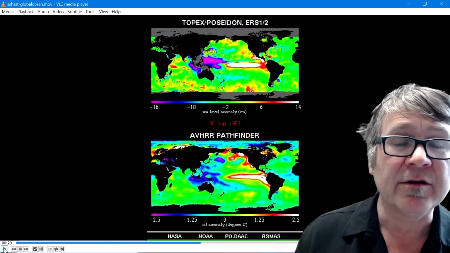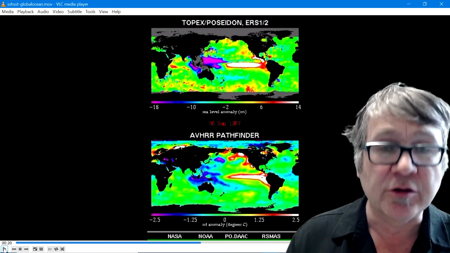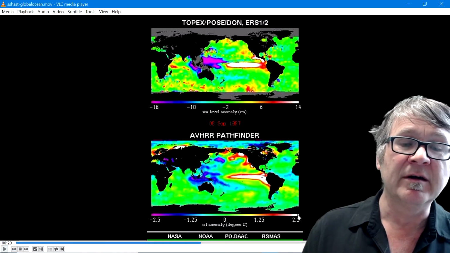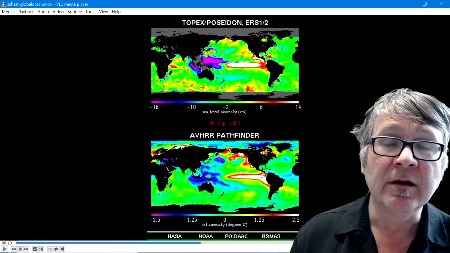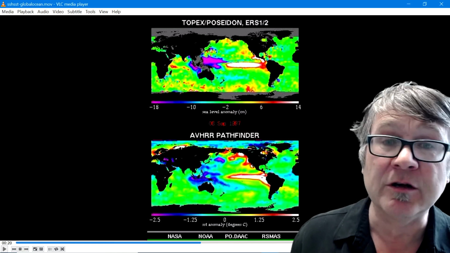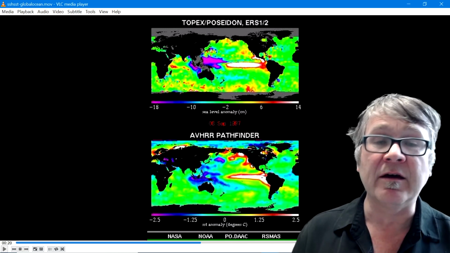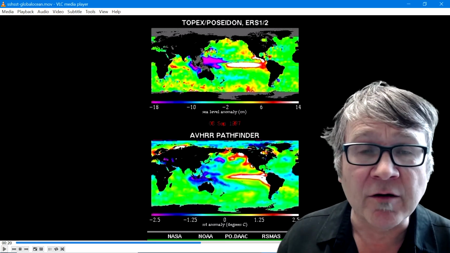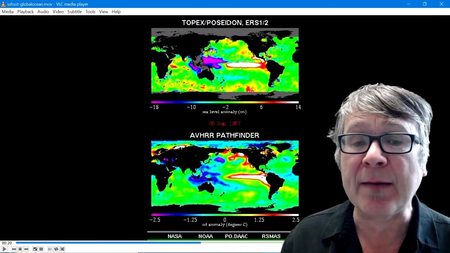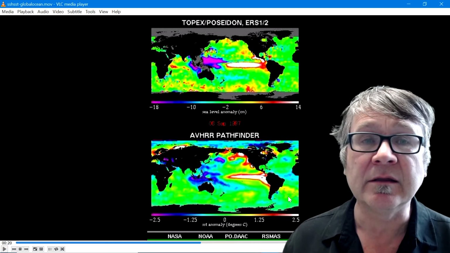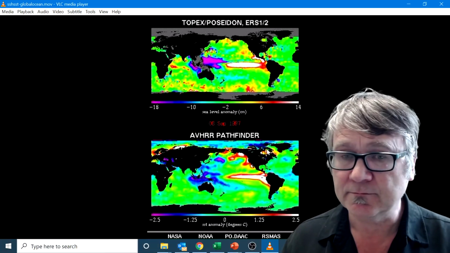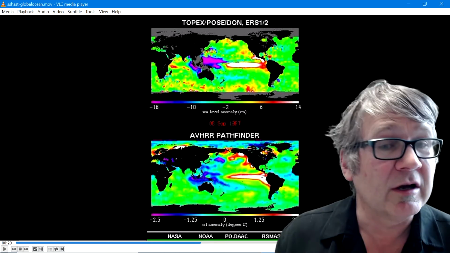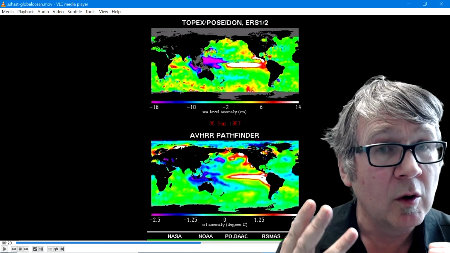And the white that you can see is actually beyond the range shown. So it's more than 2.5 degrees. And we know from the other observations, actually 4 degrees warmer than you normally have. So this is the famous movie of satellite observations, which captures the 1997-1998 El Nino.